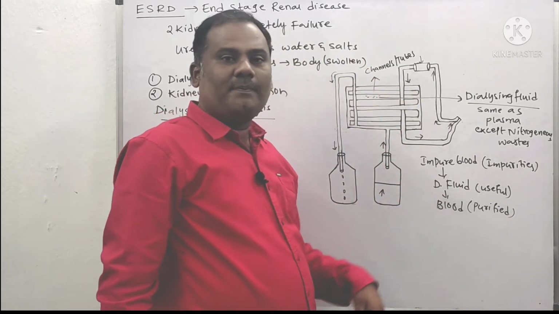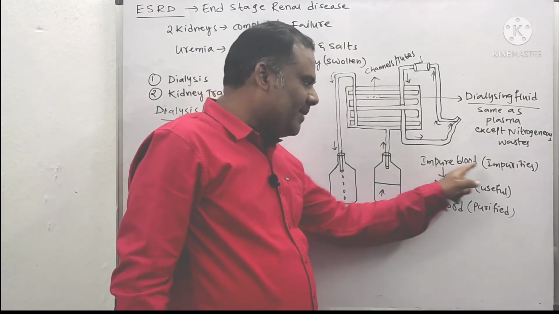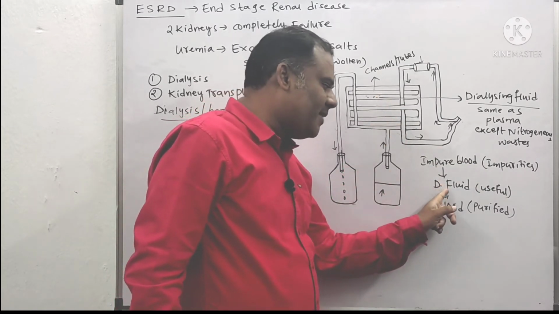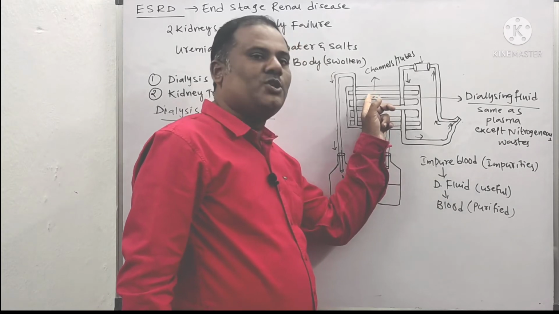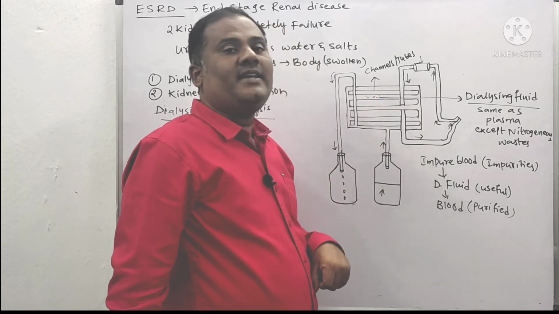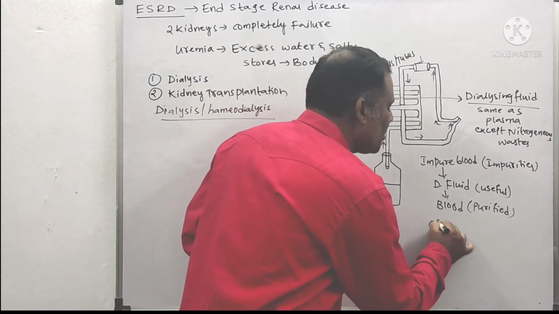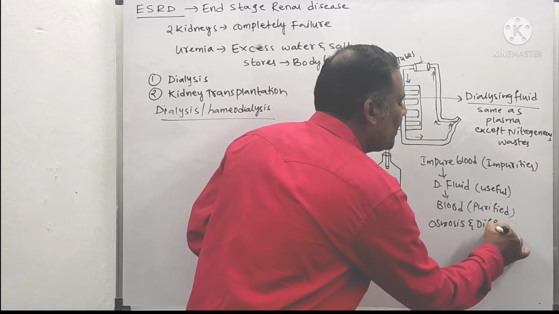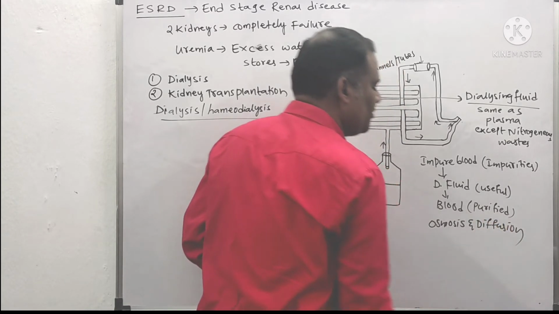So in this way, what are the principles involved here? The impurities are transferred from the impure blood into the dialysing fluid, and at the same time the useful molecules present in the dialysing fluid move into the blood. That is nothing but osmosis, as well as diffusion also.